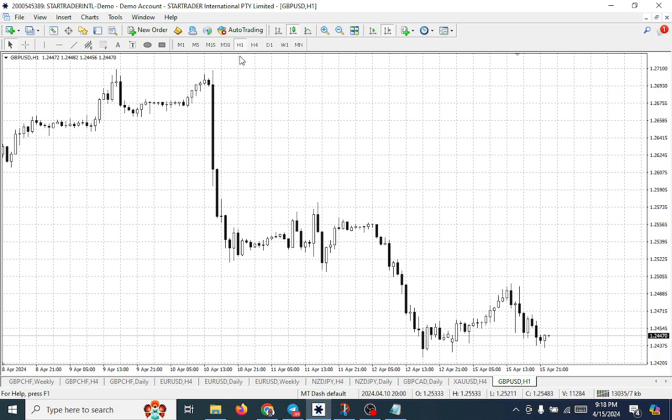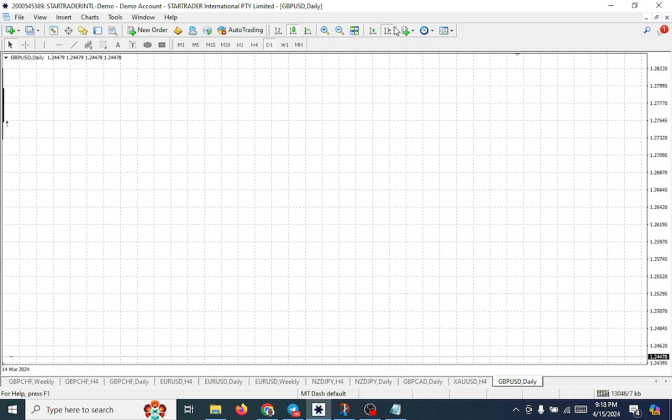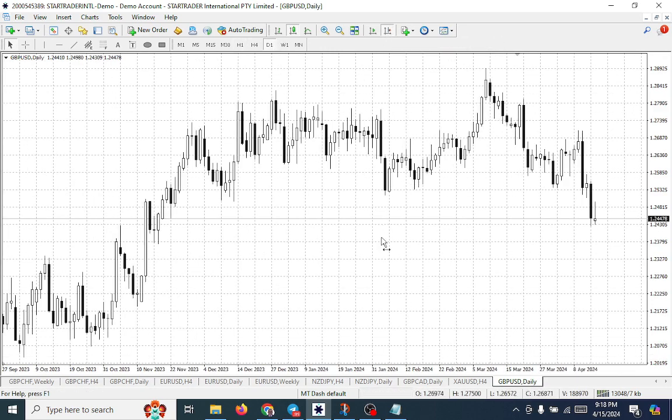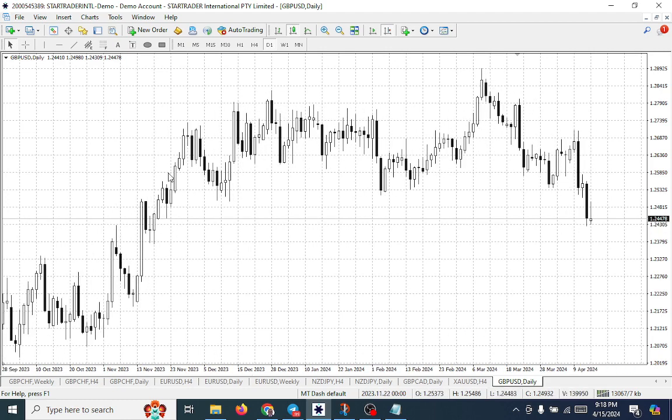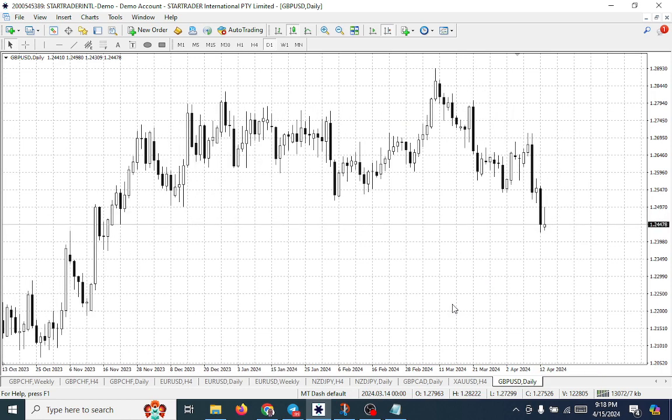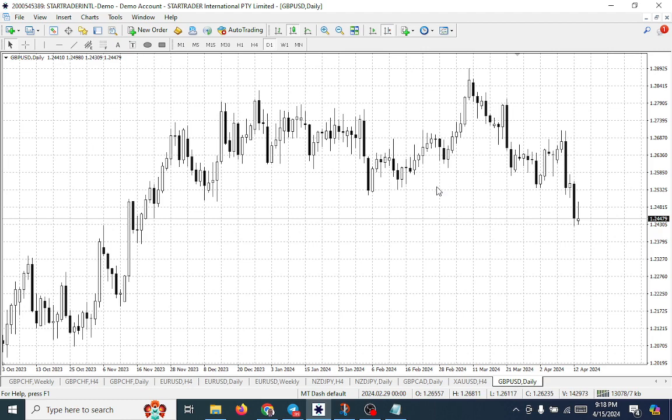Okay, but we're not going to start this analysis from the 1 hour time frame. I want us to start it from the daily time frame, guys. Let's look at the daily time frame. So if you look at this market, you see that the market is a very active market. If you look at this currency pair, you see that the market is ranging at the moment. This market is ranging.